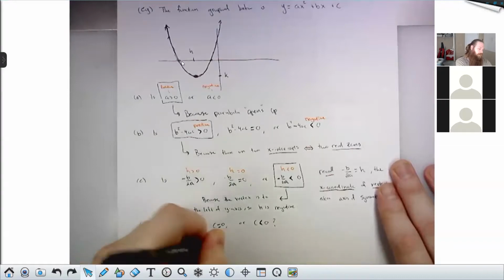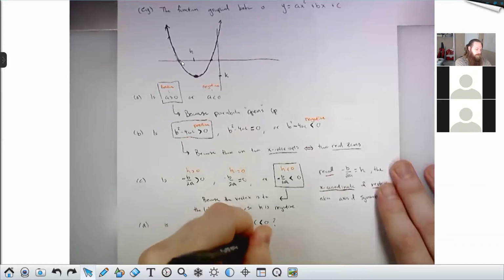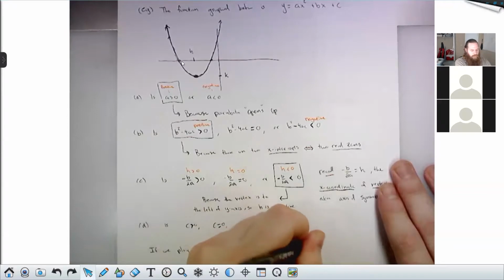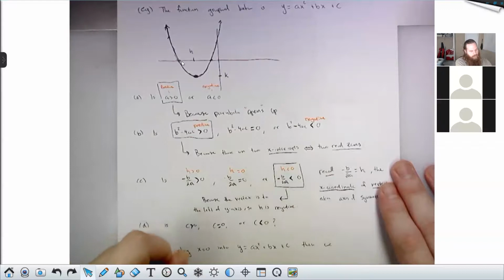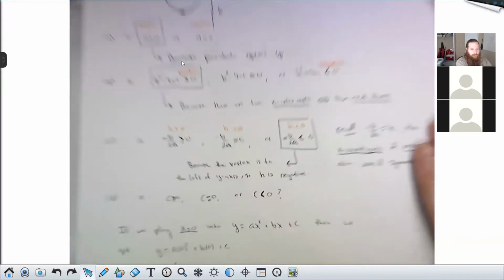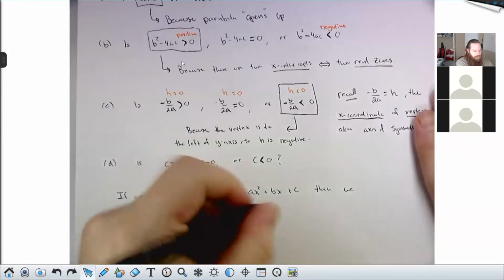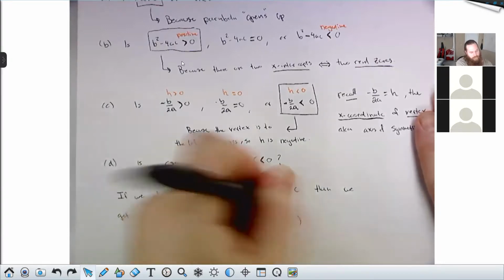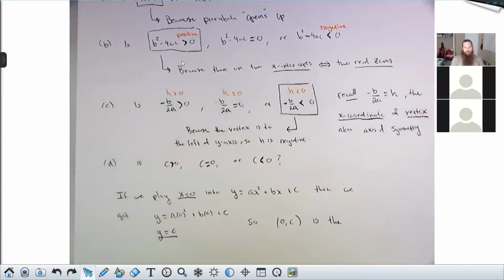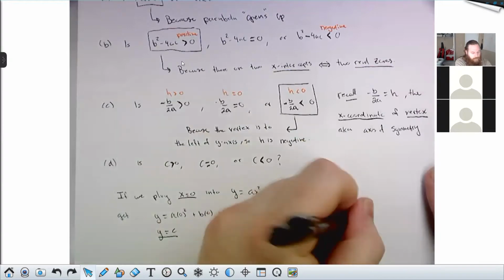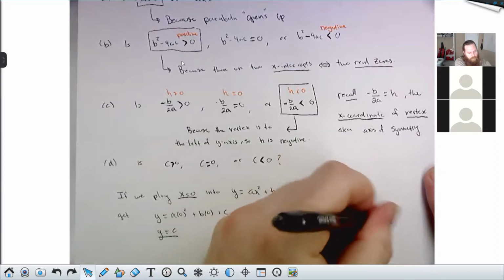Well, if we plug x equals 0 into y equals ax squared plus bx plus c, then we get y equals a times 0 squared plus b times 0 plus c. So we just get y equals c. So when x is equal to 0, y is equal to c. What does that mean? When I plug in x equals 0, I get out the number c. So the point (0, c) is the what on this graph? Y-intercept, yeah, exactly. Perfect. Yeah, it's the y-intercept.